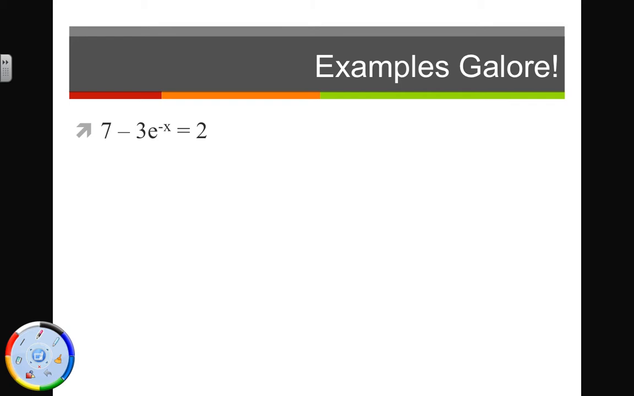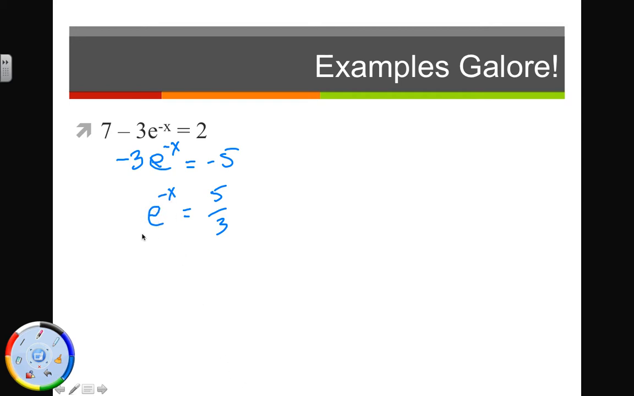Number 5, told you. If you notice the top of the line, it says examples galore. Means a lot, if you didn't know that. Okay, this is almost exactly the same as the last problem, only in this case, it is an exponential equation, not a logarithmic equation. So I have to do the same thing. I have to subtract 7 from both sides. Then I have to divide by negative 3. And then I have to figure out how to get rid of e.